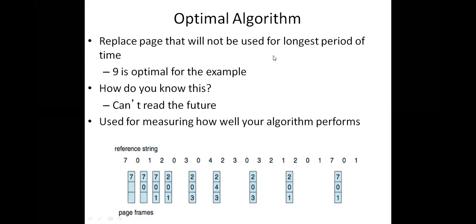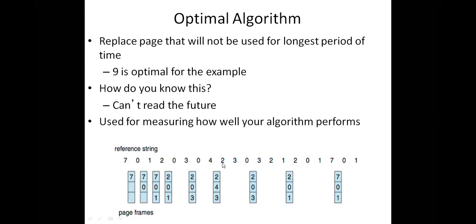The page which will not be used for the longest period of time. Follow the cursor. That means you need to check in this direction. Which page do you need to select: 2, 0, or 3? Which one do we need to select as a victim?